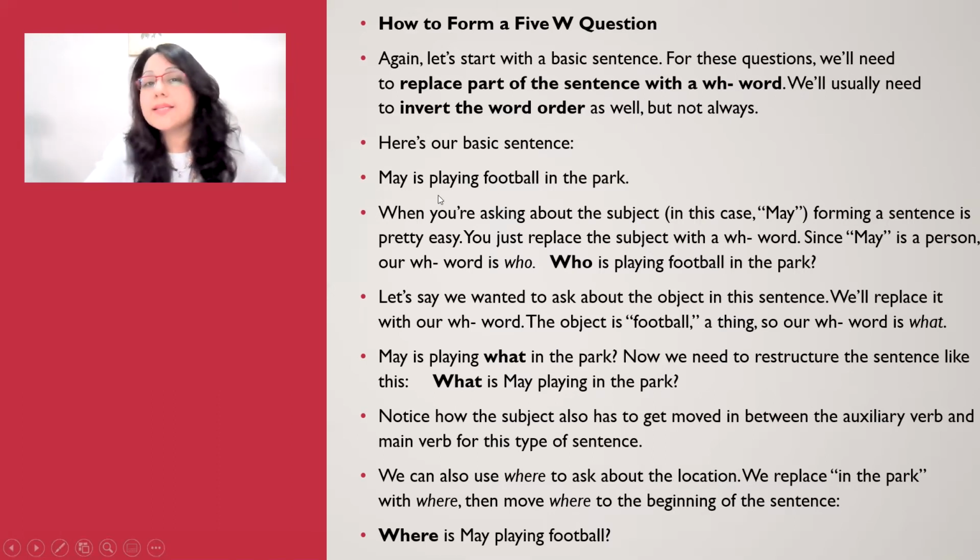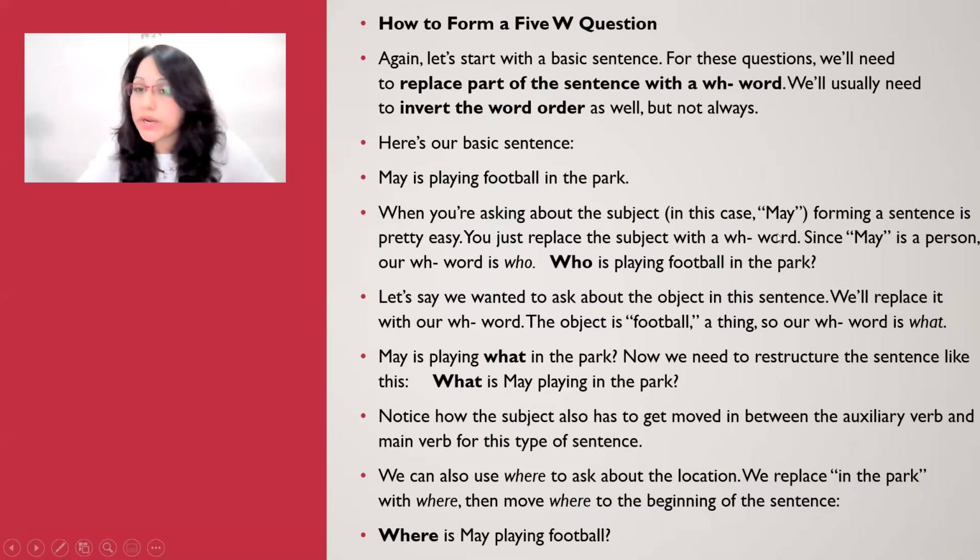Look at the sentence: May is playing football in the park. Now this is your sentence. When you're asking about the subject, who is the subject here? May. So when we are asking the question in regards to the subject, which is May here, forming the question is very easy. You just replace the subject with a WH word. And since May is a person, we are going to add who.